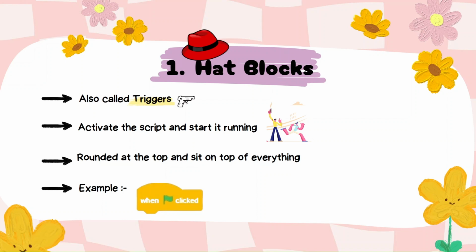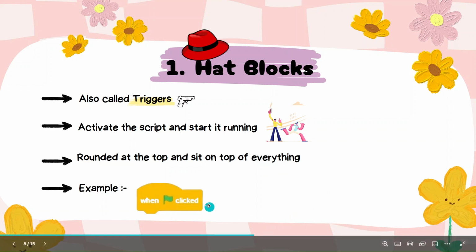You all would have viewed that head, right? These head blocks are also known as triggers. Why are they called that? Because they help to activate the script and start it running. Meaning if we have to start any of our command blocks, how are we going to do that? With the help of head blocks. And how can we recognize them? Like, what is their identity?